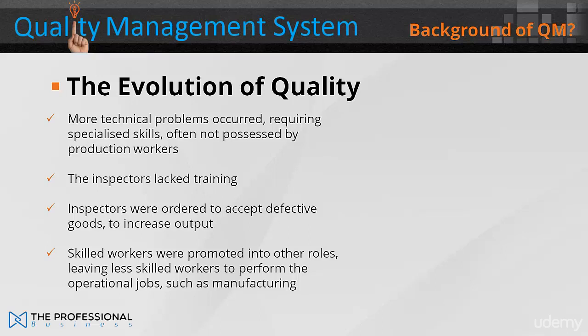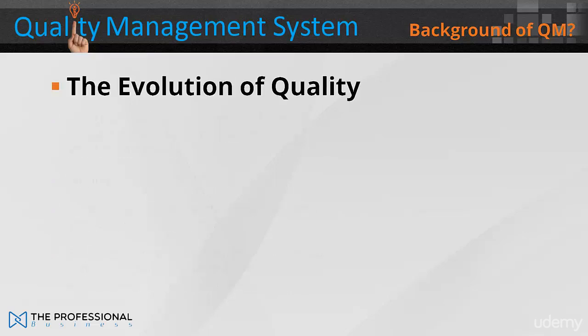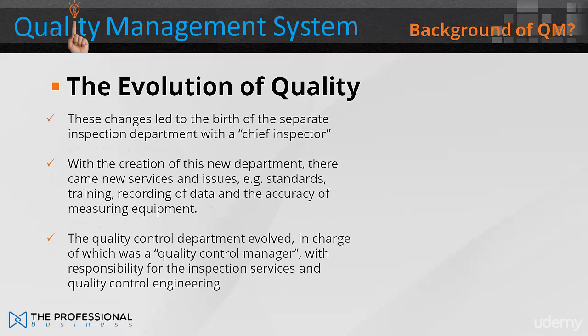The inspectors lacked training. Inspectors were ordered to accept defective goods to increase output. Skilled workers were promoted into other roles, leaving less skilled workers to perform the operational jobs such as manufacturing. These changes led to the birth of a separate inspection department with a chief inspector reporting to either the person in charge of manufacturing or the works manager.